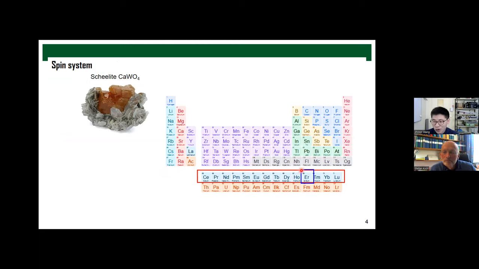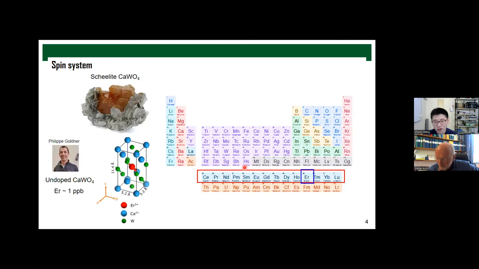The reason is that rare earth ions, in our case, have a high gyromagnetic ratio that can increase sensitivity. But what I want to stress is, our approach is more universal. It can detect other rare earth ions or other impurities, the paramagnetic species, for example. And in this crystal, we have a very pure crystal grown by our collaborator, Philippe Gottner, and it is undoped.